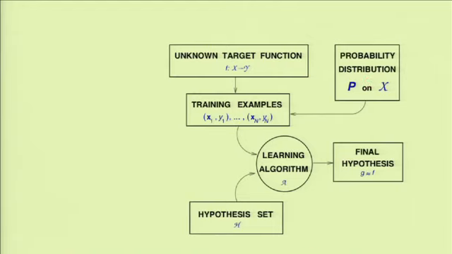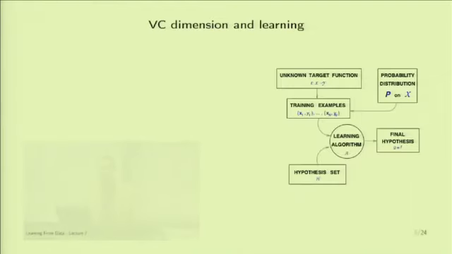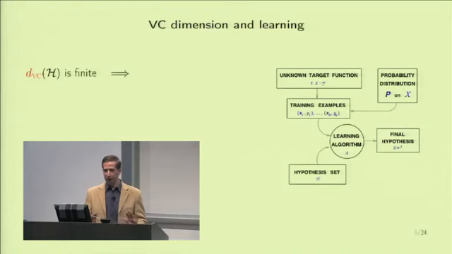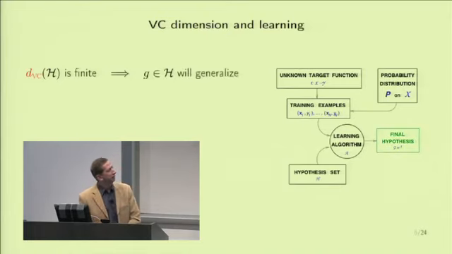Okay. Now, let's look at this diagram and see what the VC dimension says. The main result is that if the VC dimension is finite, that's all you are asking, then now the green final hypothesis will generalize. That we have established by the theory. So you don't even need to know its value. You just need to know it's finite, and then you can say that G will generalize. That we have in the bag.